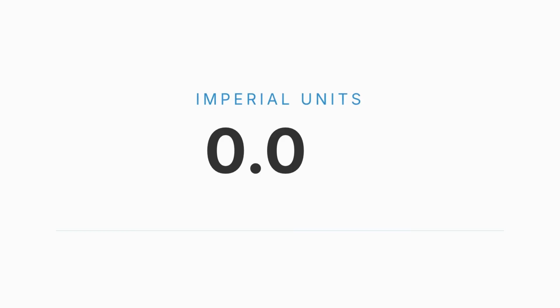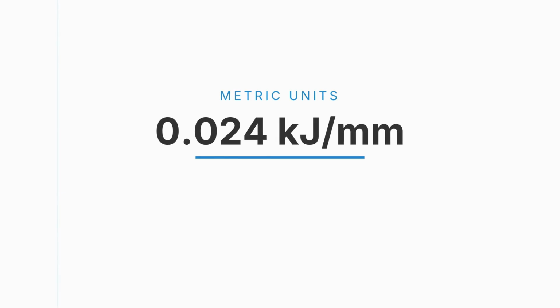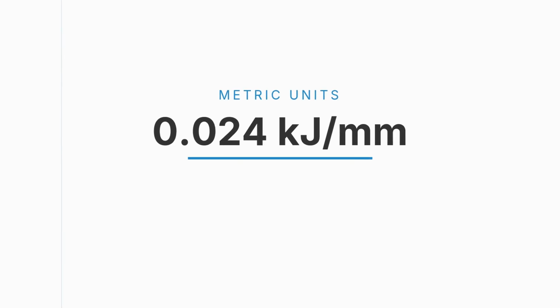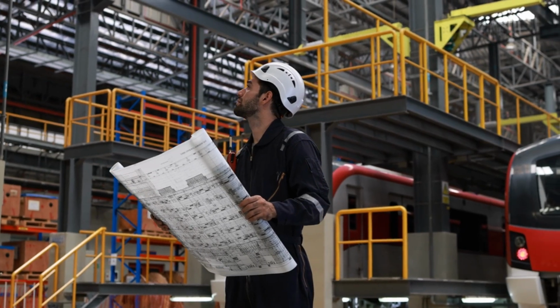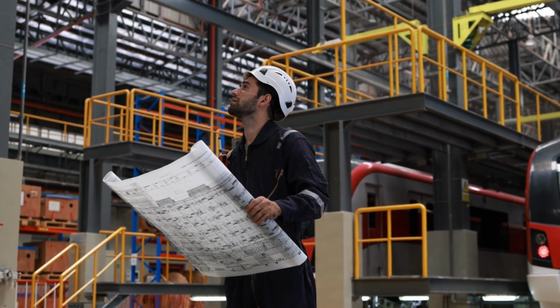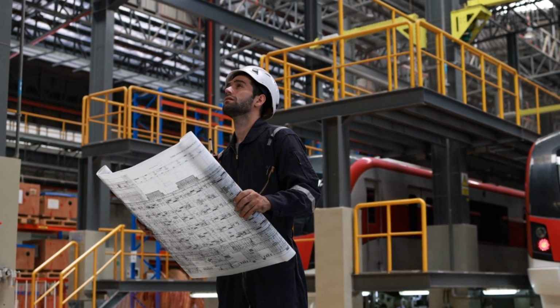The heat input shows 600.0 joules per inch, which is the energy delivered per inch of weld length in imperial units. The calculator also provides 0.0024 kilojoules per millimeter, giving us the same heat input converted to metric units. These values help ensure you're within the acceptable heat input range for your welding procedure specification and base material.